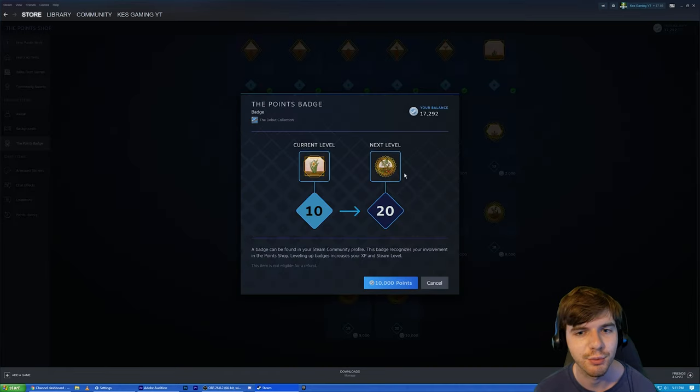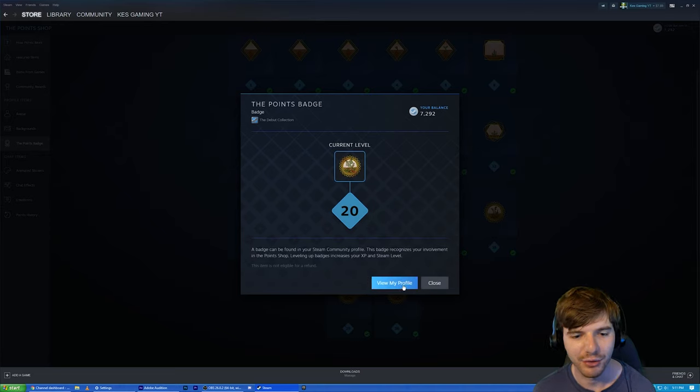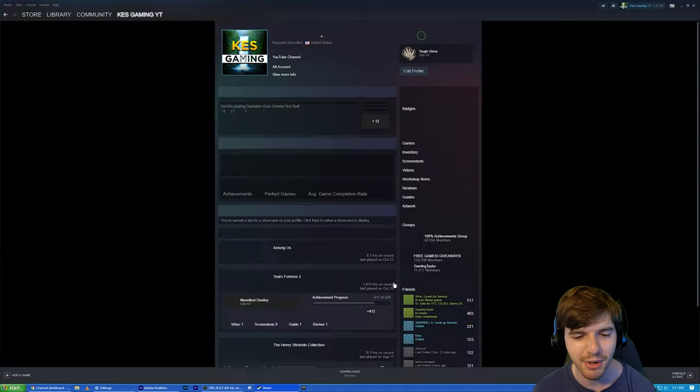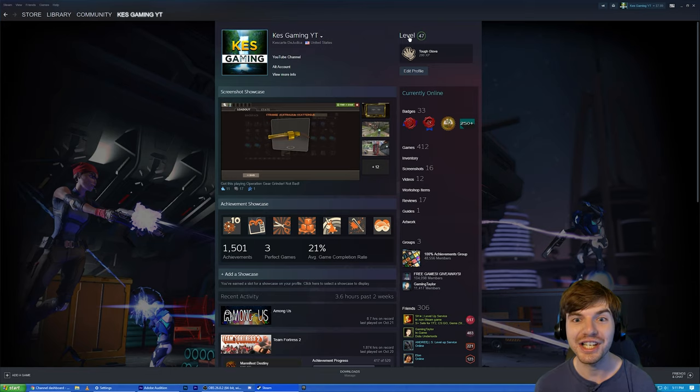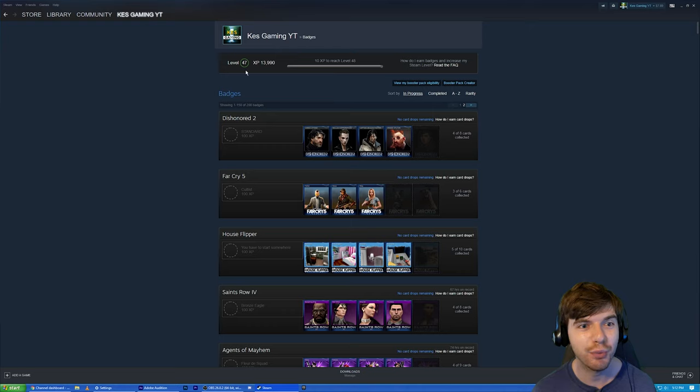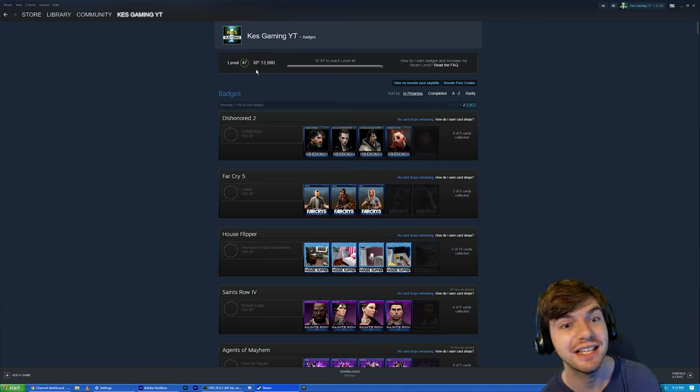And I'm going to show you guys what it looks like right now, because I'm going to go ahead and jump over here and upgrade this all the way to level 20. There you go. Look at that, boys. So let's go ahead and view my profile. Oh, wow. I actually skipped right over level 46 and went to level 47. That is pretty sweet. And look at that. I only need 10 more XP to reach level 48.